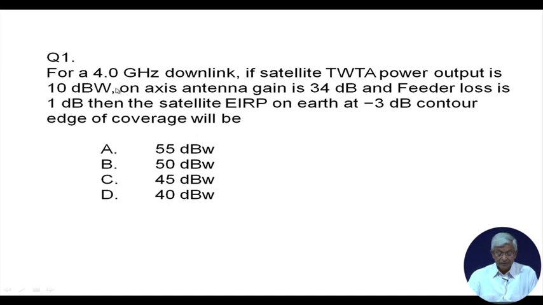Now, in this question, look at it carefully. You have to calculate the EIRP with the power output available, the antenna gain available and the losses in between, that is on axis antenna gain, and from that you have to calculate EIRP at the antenna contour, which is minus 3 dB. From on axis it is reduced by 3 dB. In these types of questions, as well as in many other places, some of the information is additional information. Here this additional information is the 4 gigahertz downlink. Let us see how this sum is done.